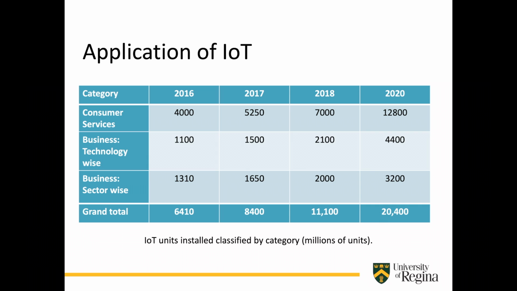Now, let us look at the impact of IoT. As you can see from the table, the growth of IoT installation is increasing day by day. In consumer services, in 2016, only 4,000 IoT devices were installed. Compared to that, in 2020, more than 12,800 devices are being installed in consumer services, which is almost 30 times more than the previous year. It can be observed that more than 20k devices are installed in total across the domains.